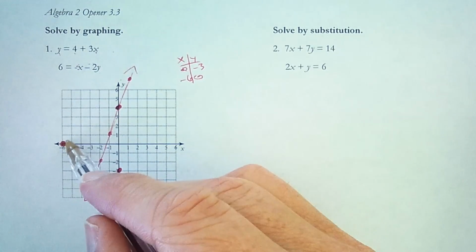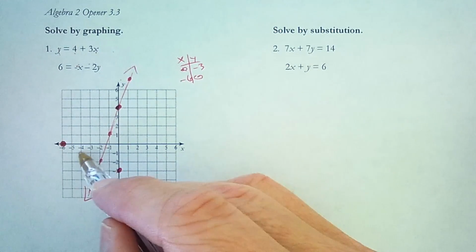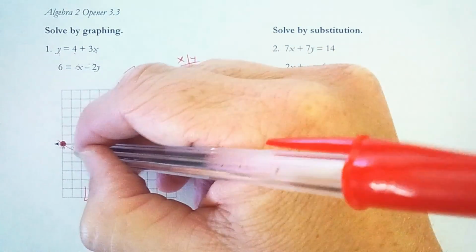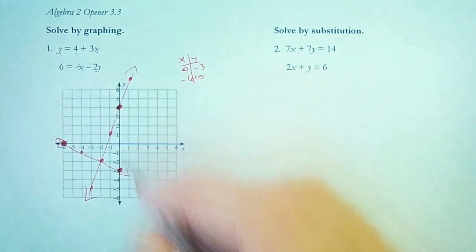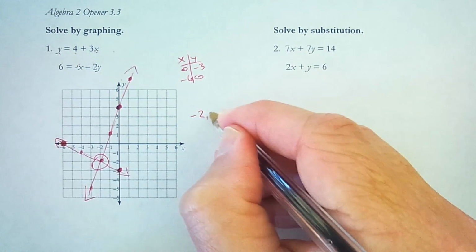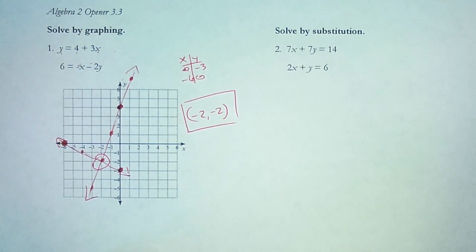Now that's down 3 and right 6, so I could simplify that to down 1 and right 2, and I would normally put in more points to fill up the graph with as many as I can. But this is enough to see the point of intersection. That point is -2, -2. 2 to the left, 2 down. That is the solution.